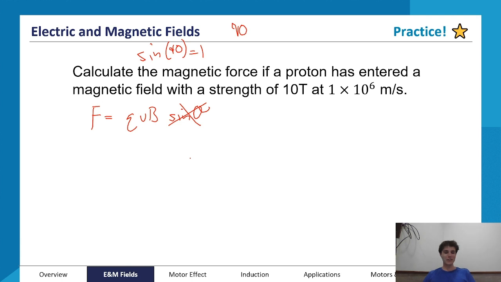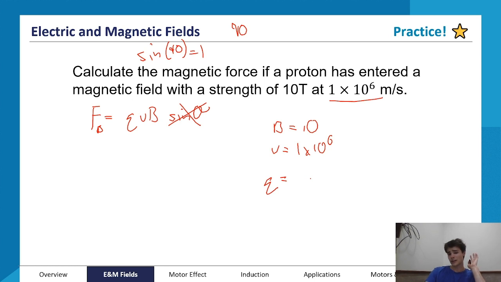Aside from that, now that we've got the formula down, the reason I wrote that is because we're trying to calculate the magnetic field force. So let's chuck that down. Aside from that, let's chuck down all of the other numbers that we know. So we know that the magnetic field is 10 Teslas, so we could write B is equal to 10. We're also told the velocity of the proton, which is V equal to 1 times 10 to the power of 6. Which just leaves us with the charge of the proton.